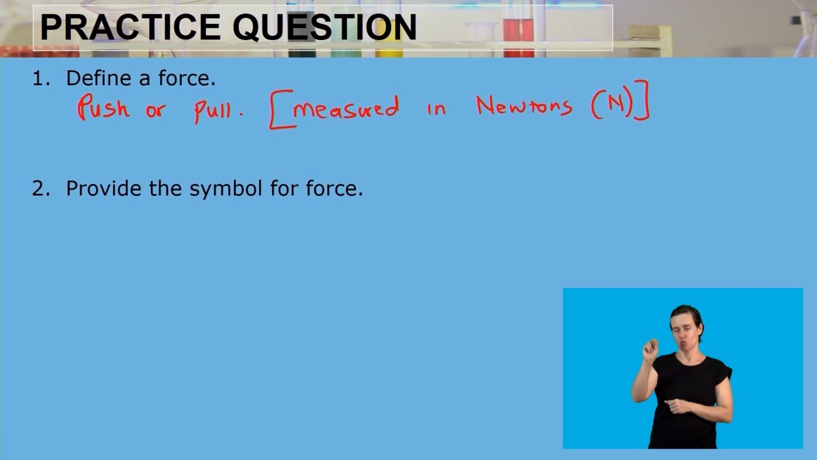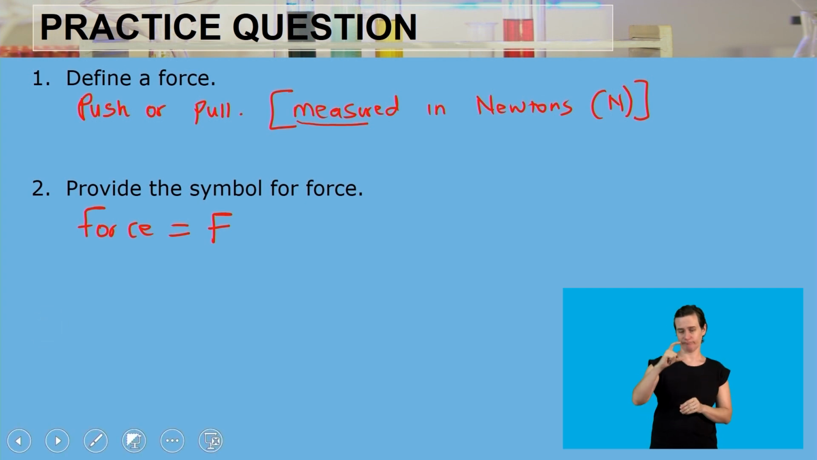Now, question 2 says, provide the symbol for force. So the symbol for force, we do know that the symbol for force is F, capital letter F. The symbol for force is F, and the unit for force, so hence we say that it's measured in newtons. So the unit of measure for force is newtons, but the symbol for force is capital letter F.